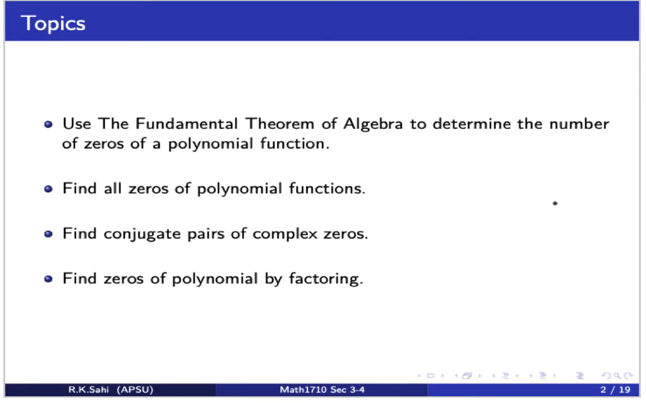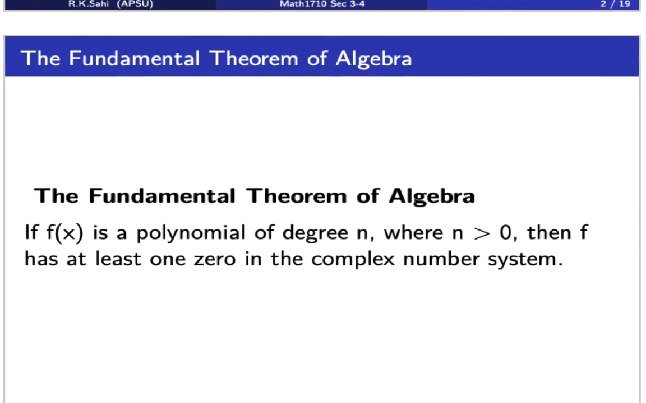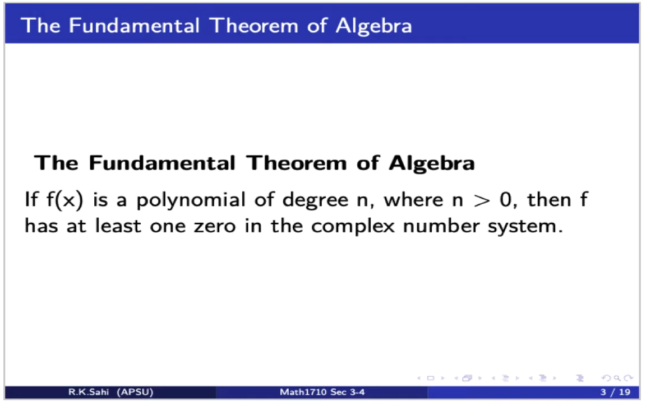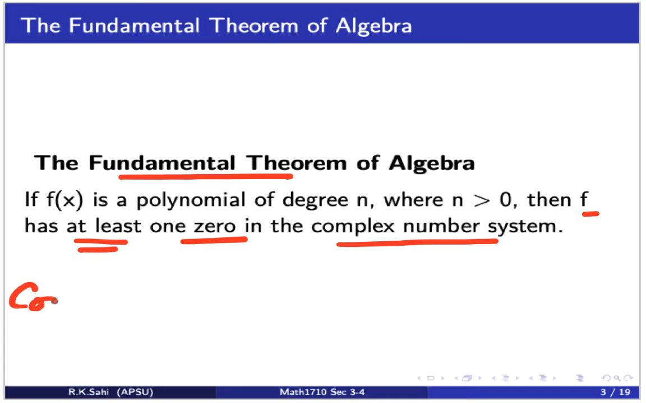So let's first look at what is the fundamental theorem of algebra. The fundamental theorem of algebra simply says that if we have a polynomial of degree n, where n is strictly greater than 0, then the function f has at least, very important, at least one zero in the complex number system. I hope you guys remember what a complex number is, because that's very important.